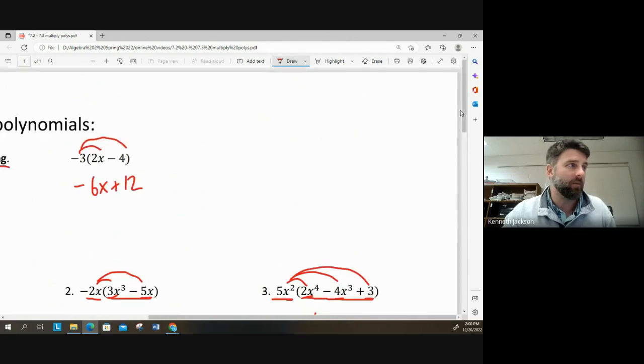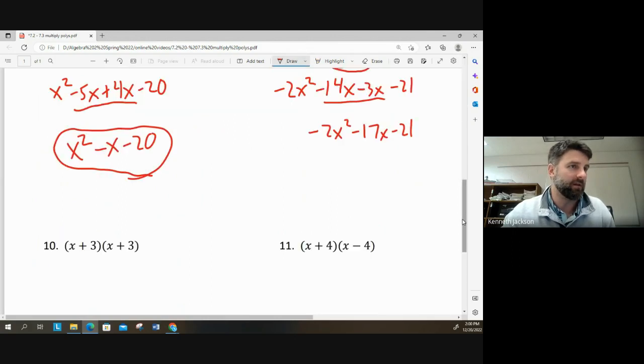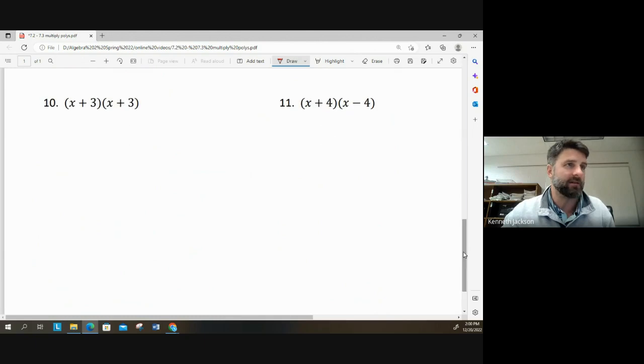Now, the reason we cover 2 sections at once, 7.2 and 7.3, is because in section 7.3, they want to give shortcuts. And I don't like them. I think the shortcuts confuse kids because the problems look very similar. So my directions in order to factor problems in 7.3 are the exact same as the directions to multiply. I'm sorry, I said factor, but in order to simplify, to multiply in 7.2.